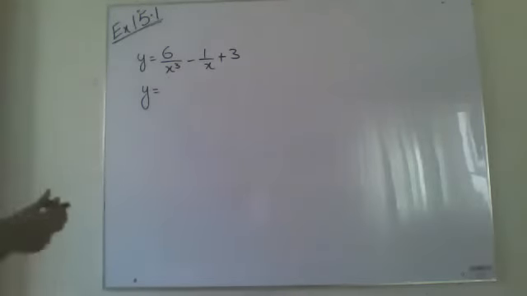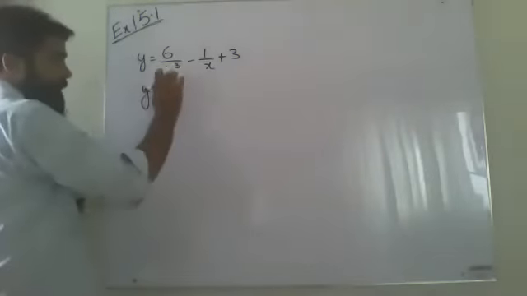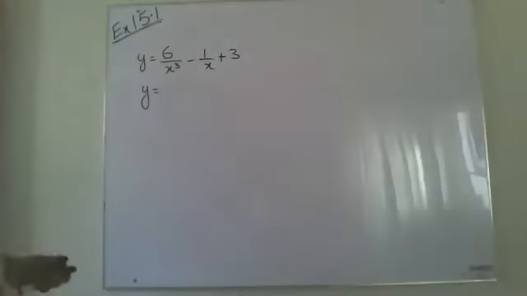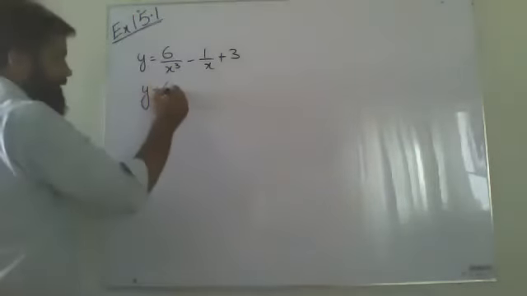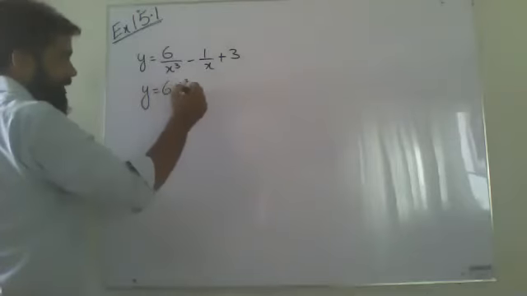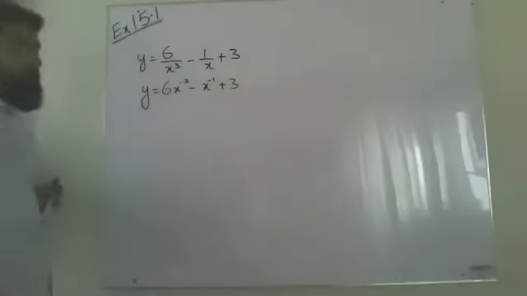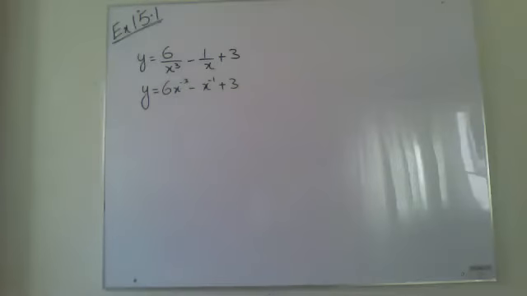So now, first of all, what I'm doing: there are two x in the denominator in separate terms, so I'm shifting them. 6x to the power minus 3 minus x to the power minus 1 plus 3. Okay, this I have done. This is the only thing which I can do over here before differentiation. So now I am starting with my differentiation.